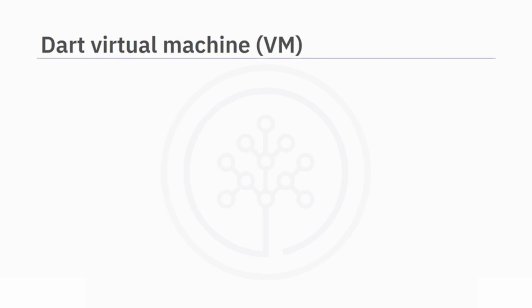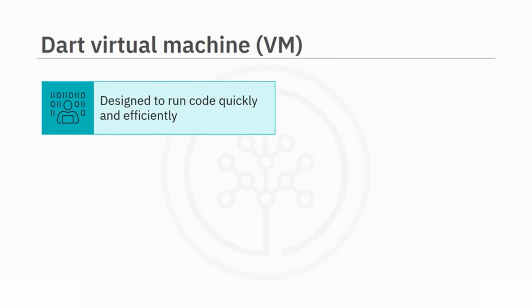One of the main features is the Dart Virtual Machine, or VM. It is like the engine that runs Dart code. It provides a place for your Dart code to run and handles tasks like managing memory and executing code. It's designed to run Dart code quickly and efficiently. The Dart VM works well for both creating and using apps.